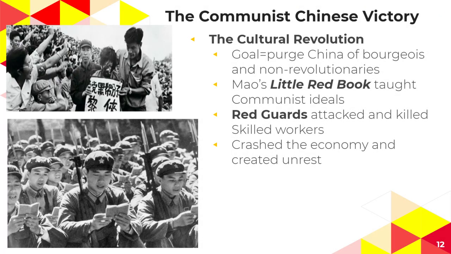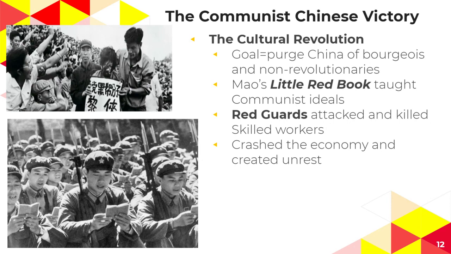So, alongside the Great Leap Forward is going to be the Cultural Revolution. And this is not going to focus on industry. This is going to focus on how people think. So Mao's goal is to purge China, get rid of the bourgeoisie and the non-revolutionaries. That basically means anybody they don't consider thoroughly communist.